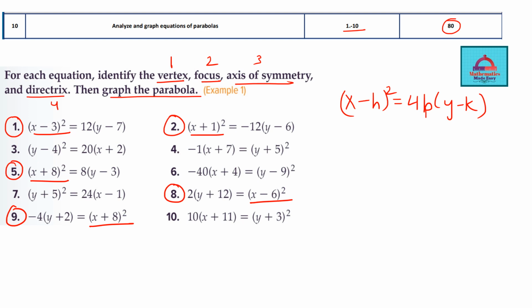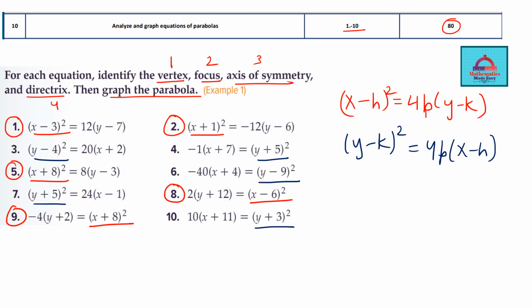The remaining equations will be solved using the other type of equation. I will now write that also for you. So the other type of equation that you have is (y minus k) whole square equal to 4p times (x minus h). So here the square is with y. So if you see, square is with y, square is with y, square is with y in all of these problems. So question 3, 4, 6, 7 and 10 will be solved using this equation.